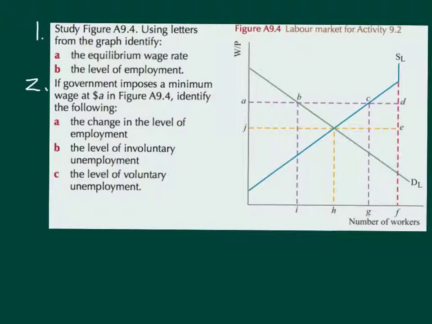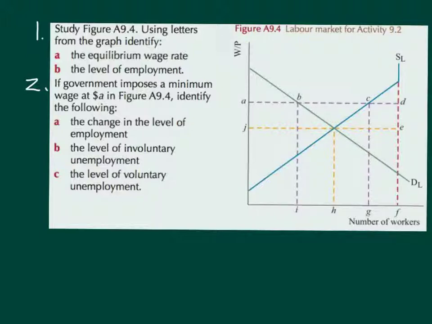The image for this next slide actually comes from activity A9.4. If you look at question 1, the equilibrium wage rate is going to be J, and the equilibrium level of employment is going to be H. Equilibrium, don't forget, is where supply and demand intersect. The wage rate is J, and the level of employment is H.